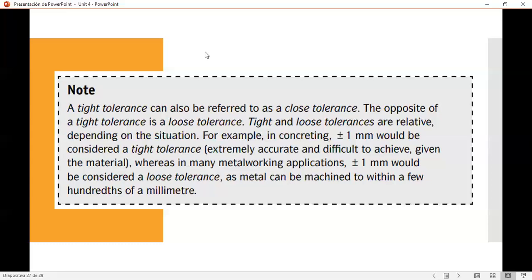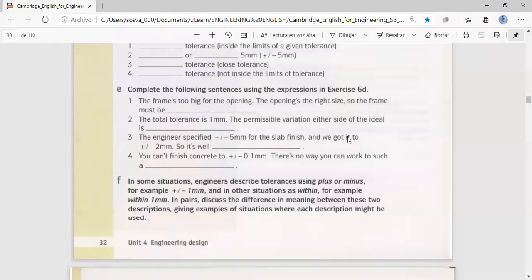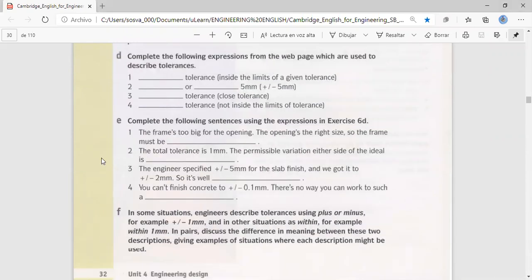So let me just go back to the book again. Perfect. Now look at exercise E. Could you please read the instructions? Complete the following sentences using the expressions in exercise 6D. Thank you. So the words that we just used before, tight tolerance, outside tolerance, plus or minus, within tolerance, you're going to use them now in a real life application.